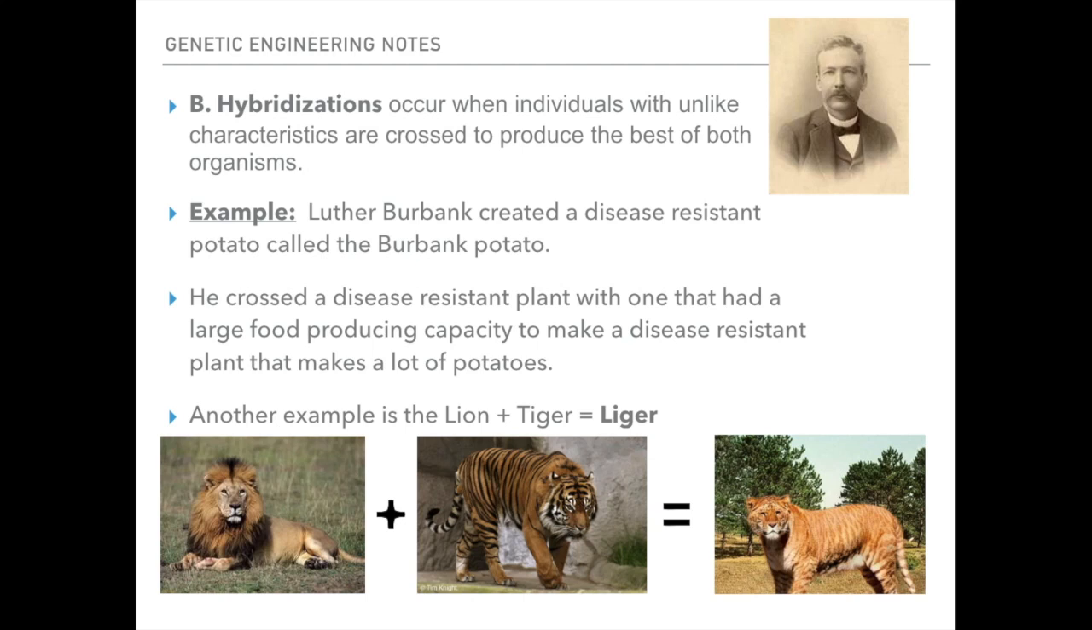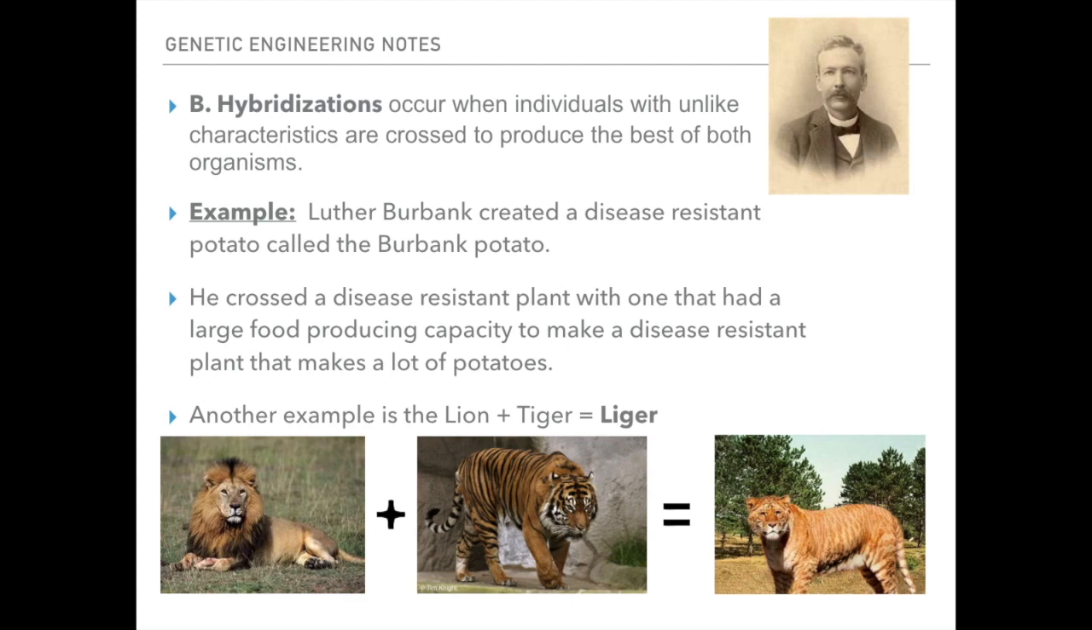An example of this was Luther Burbank. They created a disease-resistant potato. So these potatoes survive the mold and were able to survive certain diseases from breaking down and destroying the plant. So we crossed a disease-resistant plant, one that survived this disease, and mated it with the potato. So it was able to survive the certain disease or environmental factors.